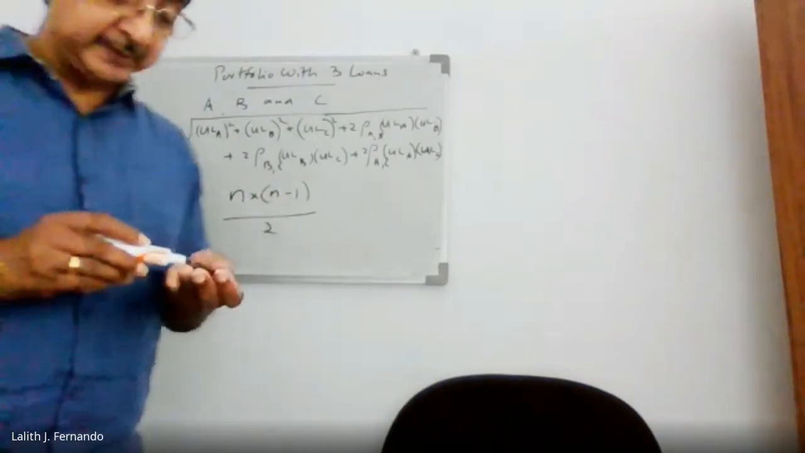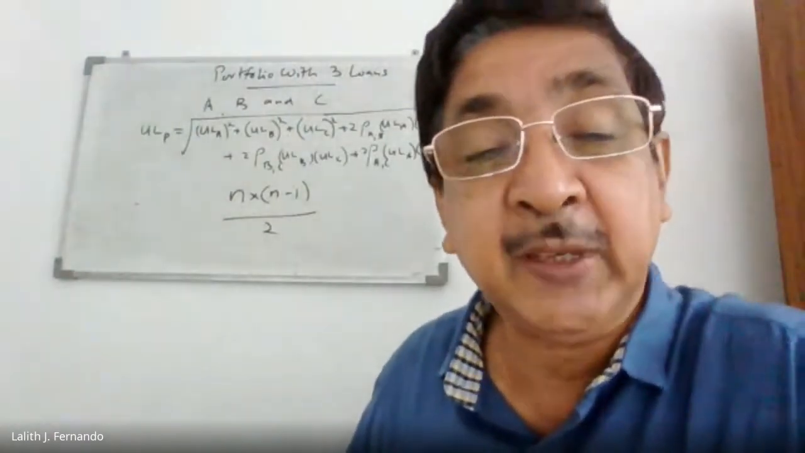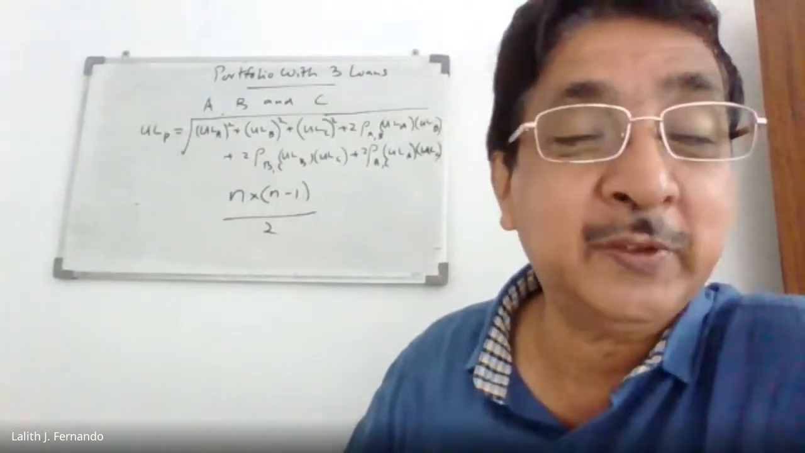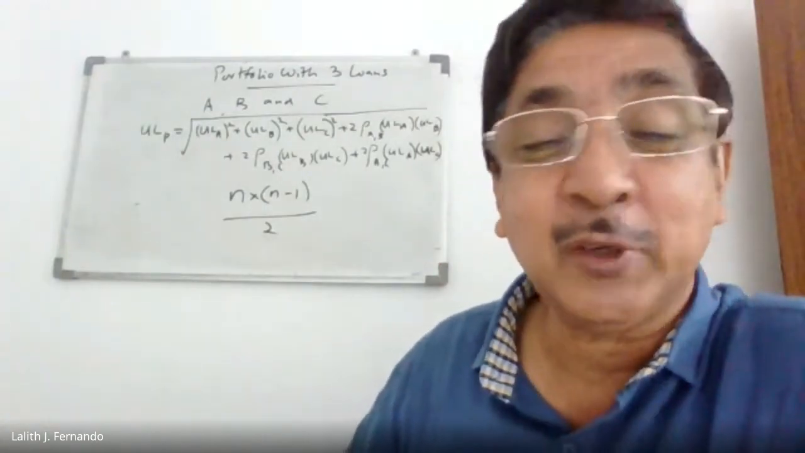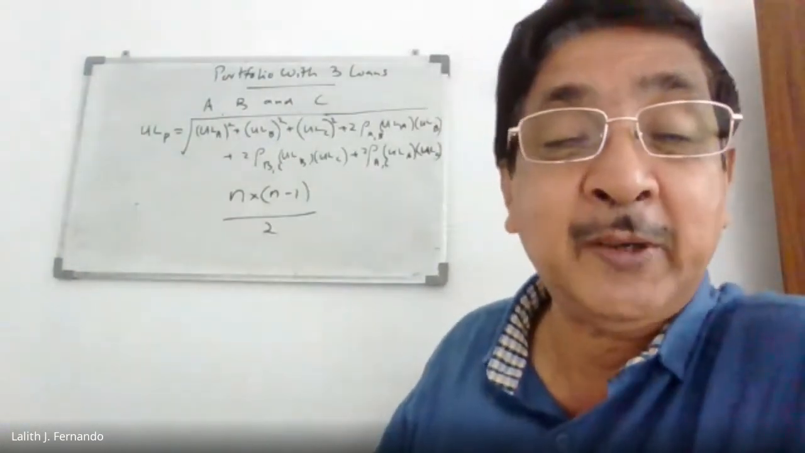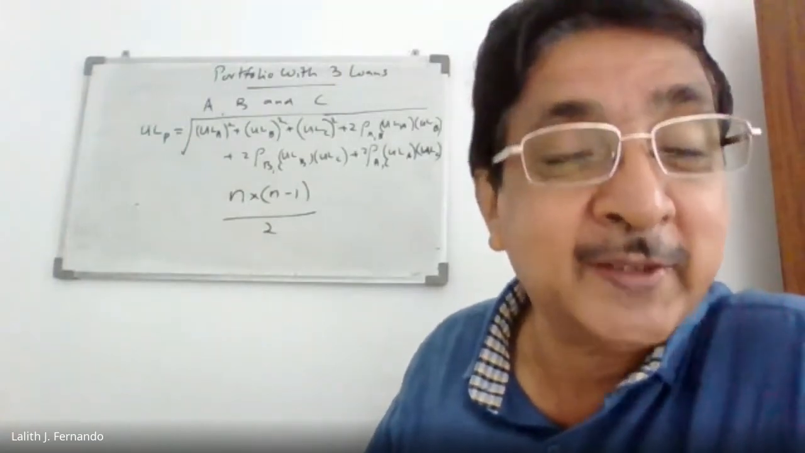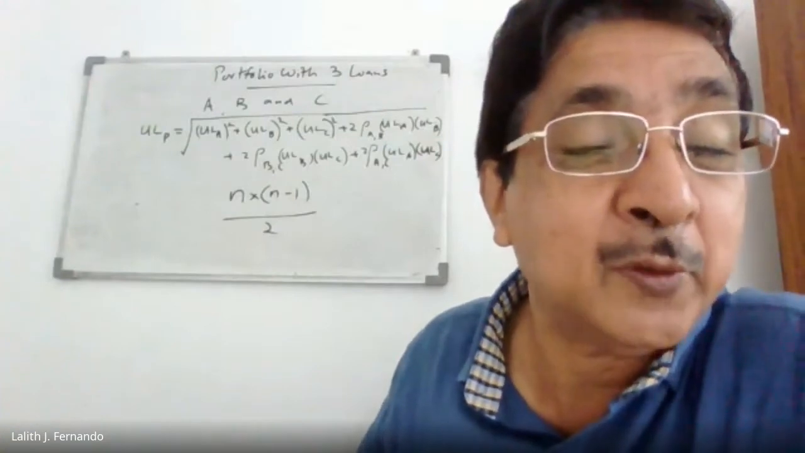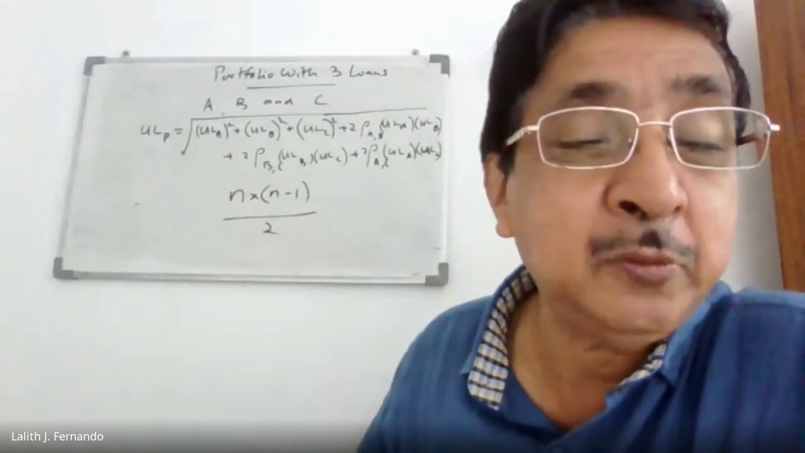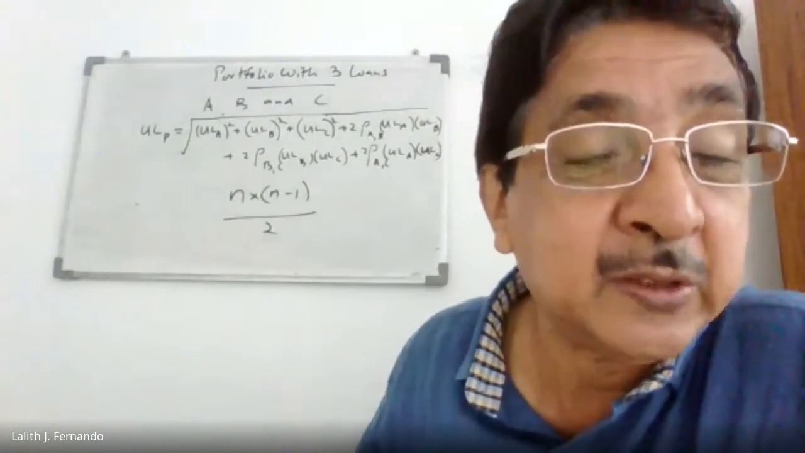Now we will just trial it for numbers, any number. If the number is 1, what will happen? It will be 0. There's no correlation at all, because correlation means you need to have at least 2 assets. If you have 2 assets, 2 minus 1 is 1, 1 into 2 divided by 2 is 1. So when you have 2 assets, only one correlation is there. When you have 3 assets, 3 into 2 divided by 2, then 3. When you have 3 assets, there will be 3 correlations.